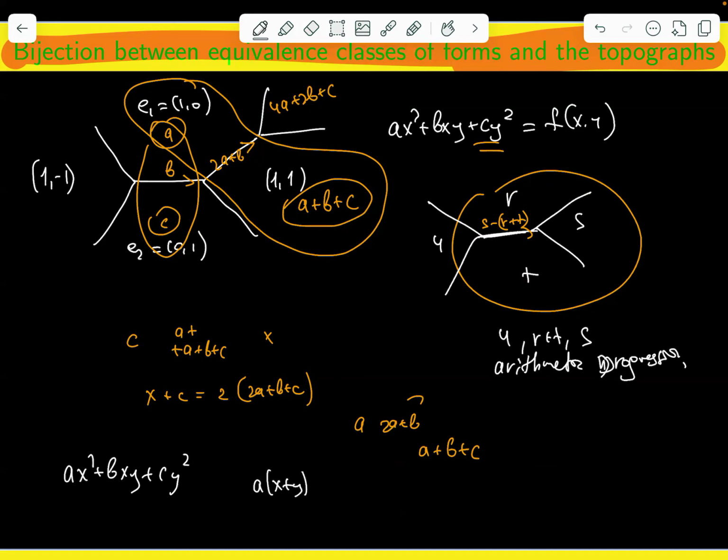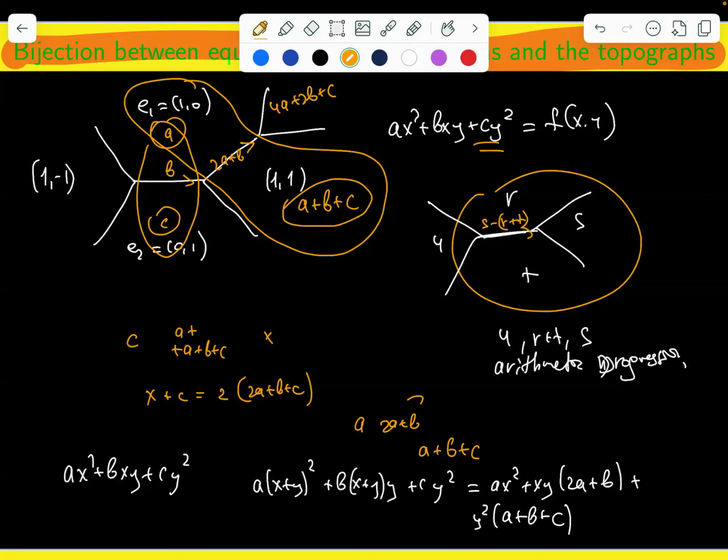So let's do it with this one. Then we will see. So it's a(x + y)^2 + b(x + y)y + cy^2. Right. So if we develop the parentheses, it will be ax^2 + xy(2a + b), right? And plus y^2(a + b + c). Oh, okay, good. So that's exactly these three numbers which we have here.